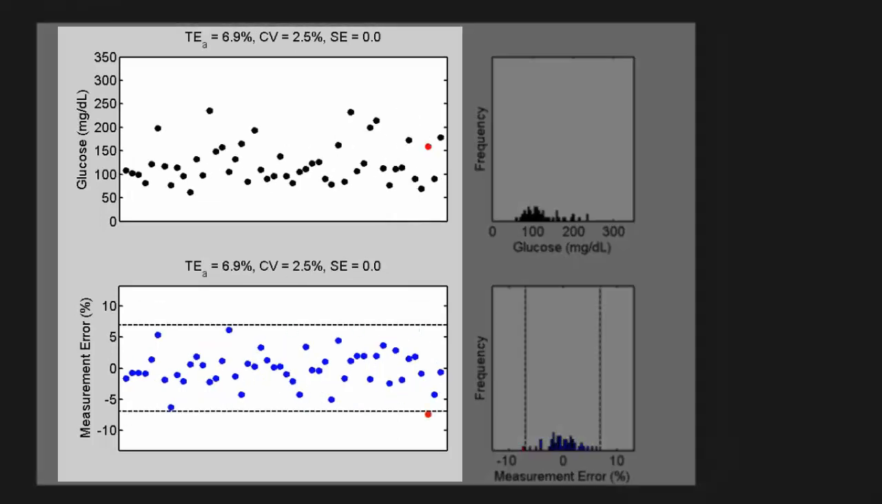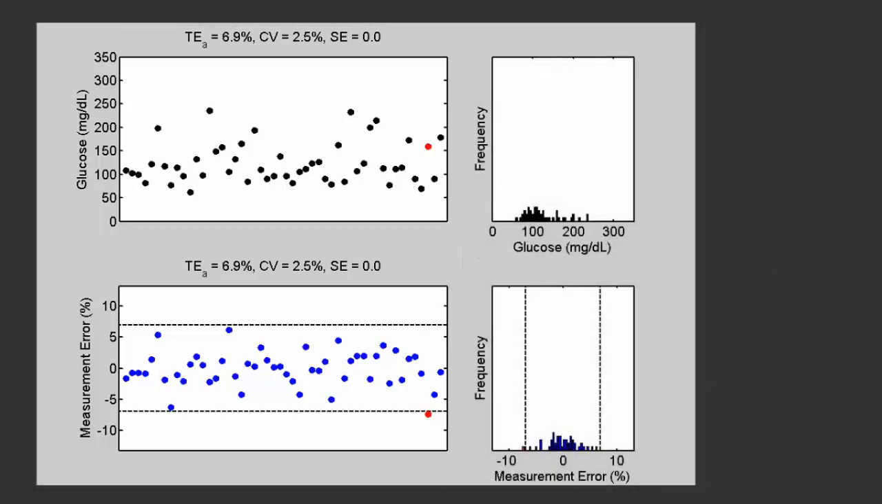Notice that the distribution of results in the upper and lower panels are unchanged. But the locations of the dashed lines have changed. They are no longer at plus or minus 10%. They're now at plus or minus 6.9%.